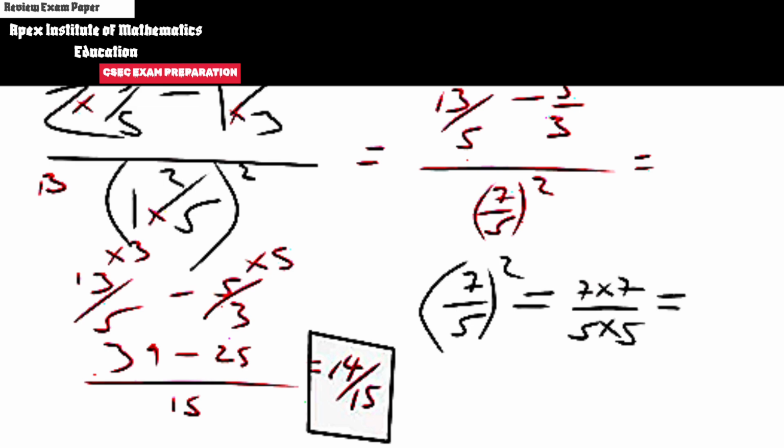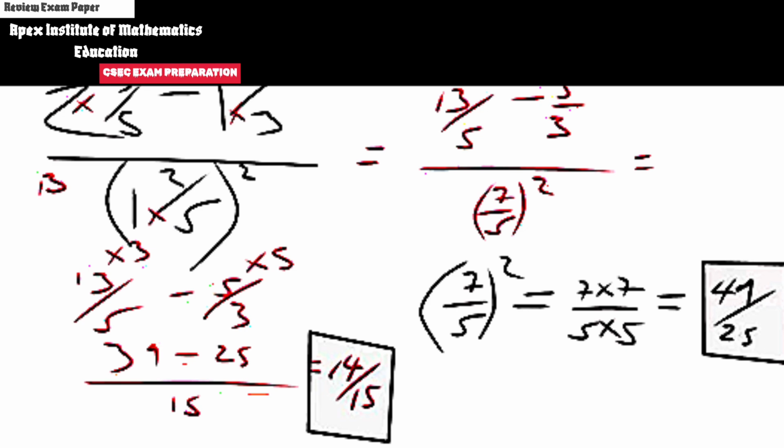I find a few students forgetting the basic fundamental principle that squaring a number means multiplying the number by itself, and not times 2. So that's going to give us 49 over 25. That gives us the answer for the bottom section.